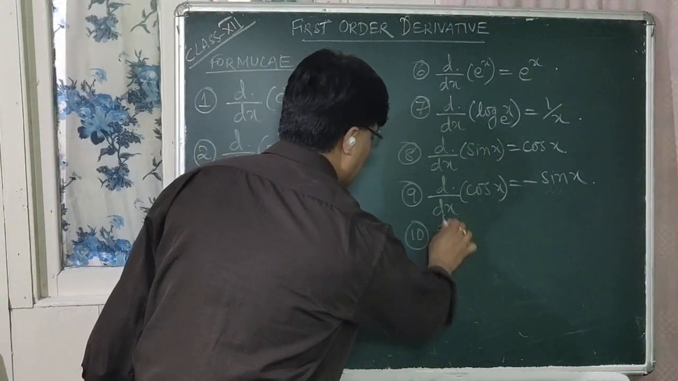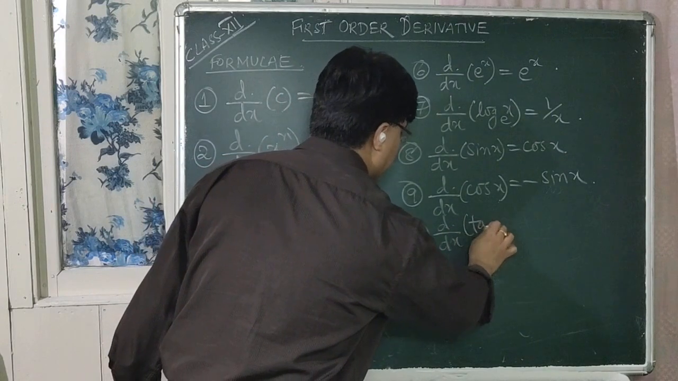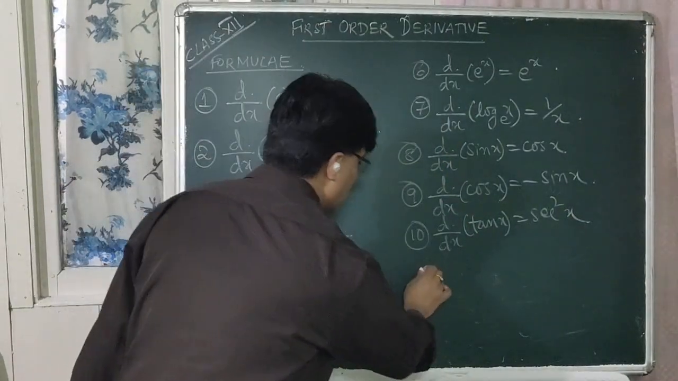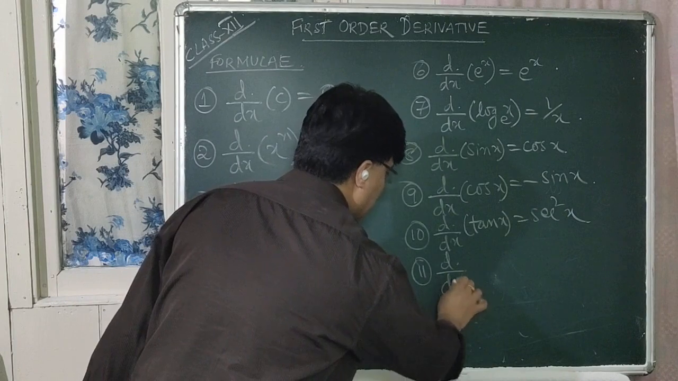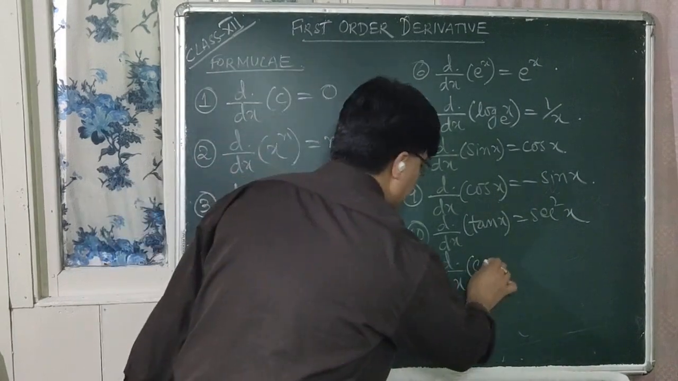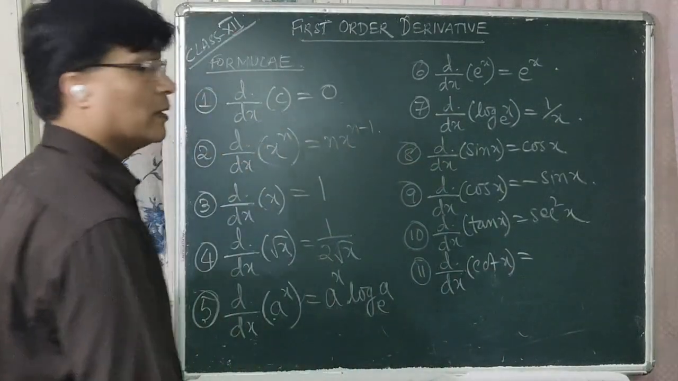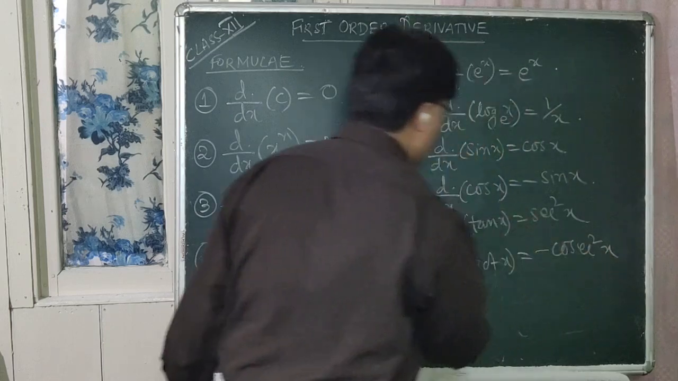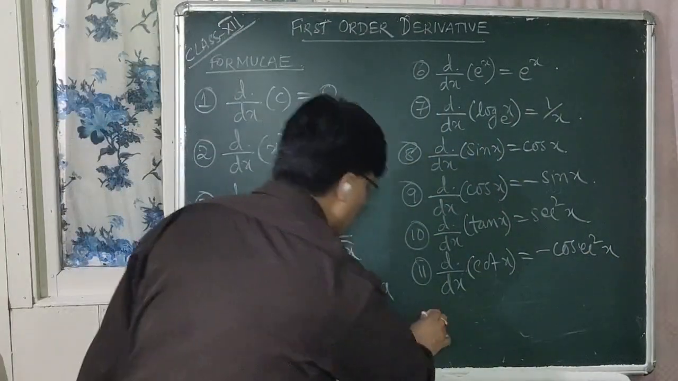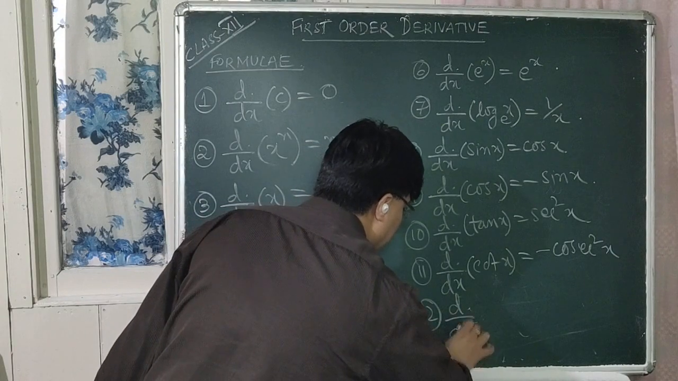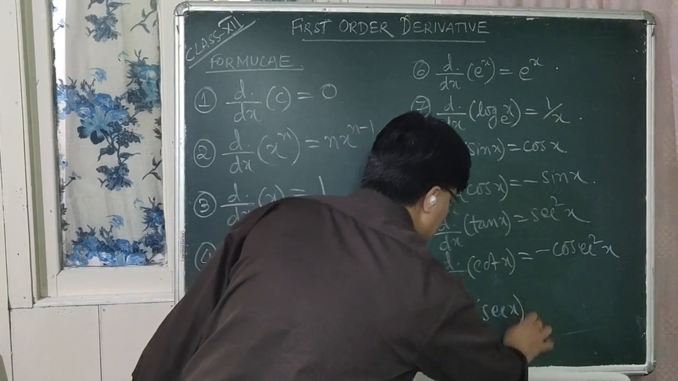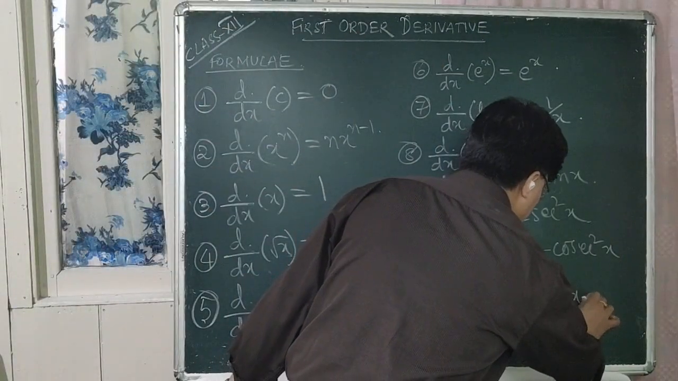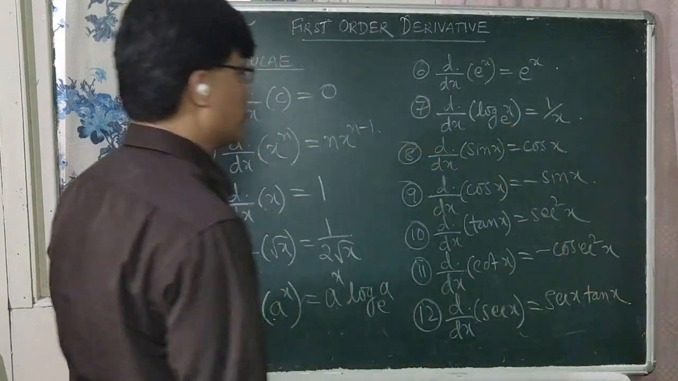Number 10, dy dx of tan x is equal to sec square x, right? Dy dx of tan x is sec square x. Number 11, dy dx of cot x is equal to, what is dy dx of cot x? It is minus cosec square x, because here trigonometric function starts from C. And number 12, dy dx of sec x is equal to sec x tan x, right?